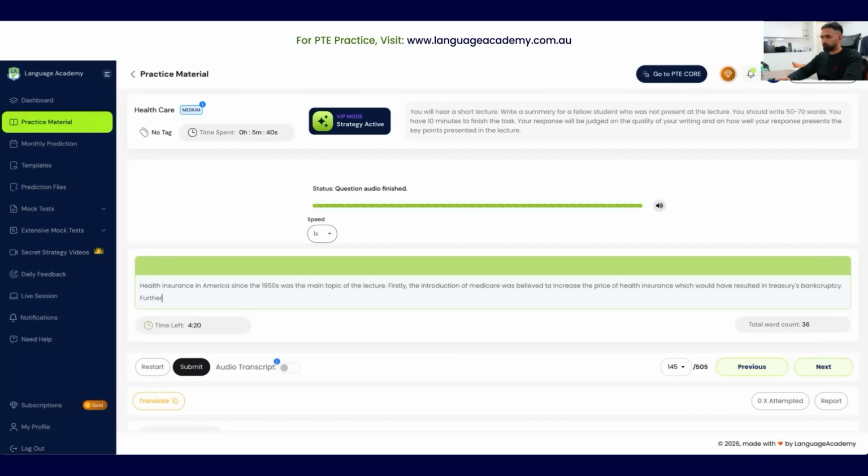Furthermore, President Johnson introduced Social Security. It's the name of a scheme, so we'll capitalize it. Social Security scheme in 1965. That's it. We need to be careful about word limit and time as well.